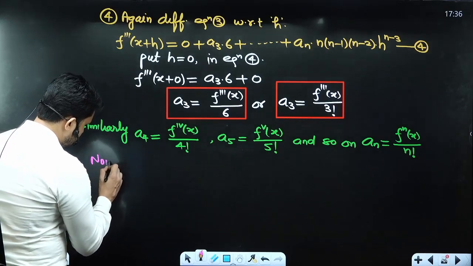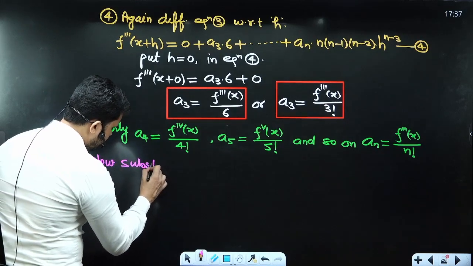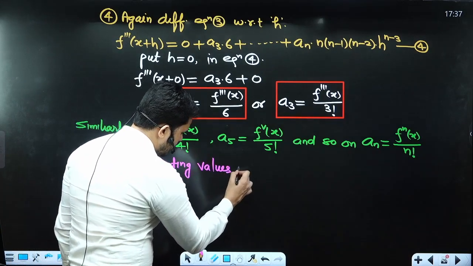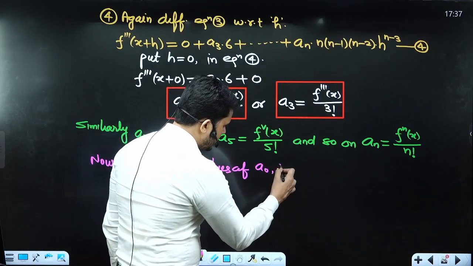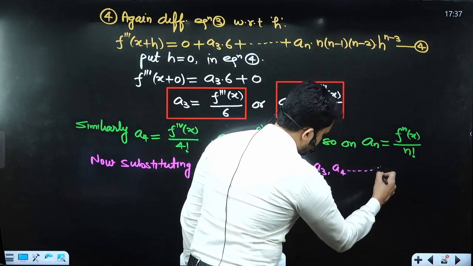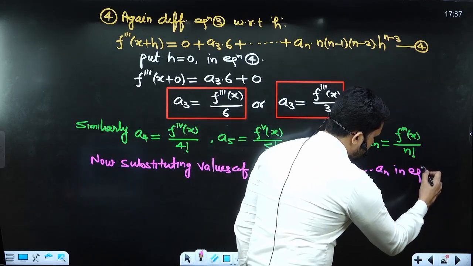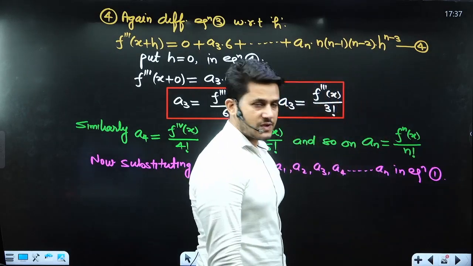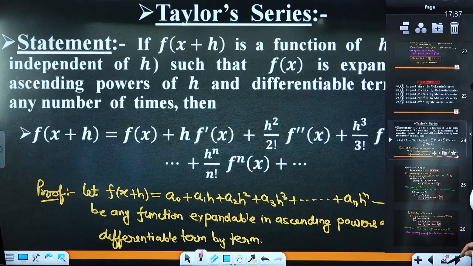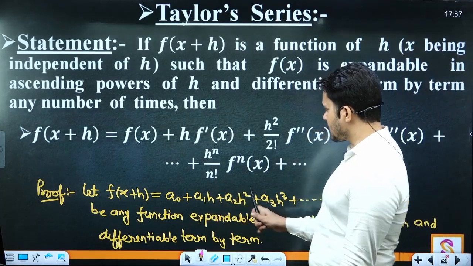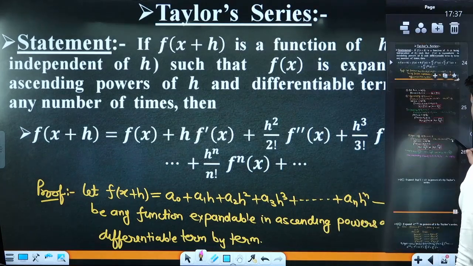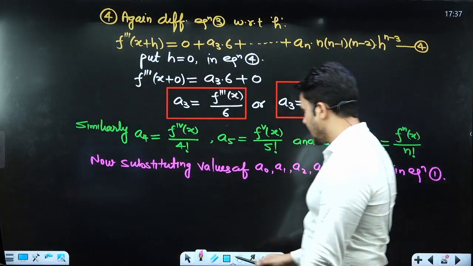Now substituting values of a naught, a1, a2, a3, a4, an in equation 1. अब equation 1 क्या थी देखो, this was your equation first, a naught, a1h, a2h square, a3h cube and so on. ठीक है, तो इसमें रखना है आपको values of a naught, a1, a2 and so on.